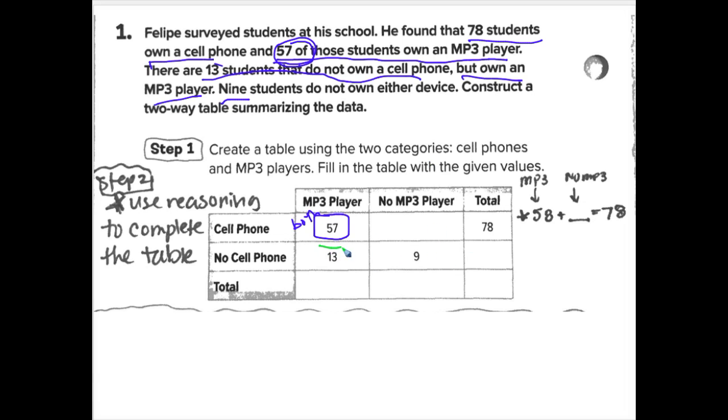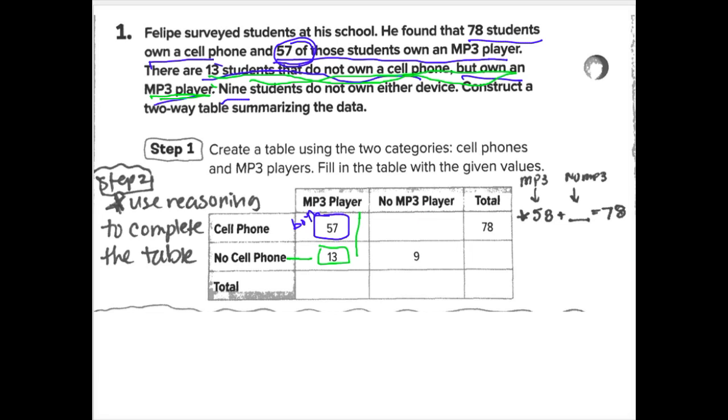Let's look at these 13 kids. 13 students don't own a cell phone, but own an MP3 player. So no cell phone. Okay, here's our no cell phone. Yes, MP3 player. 13.